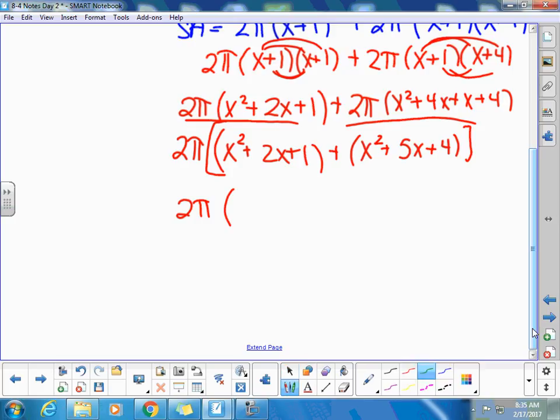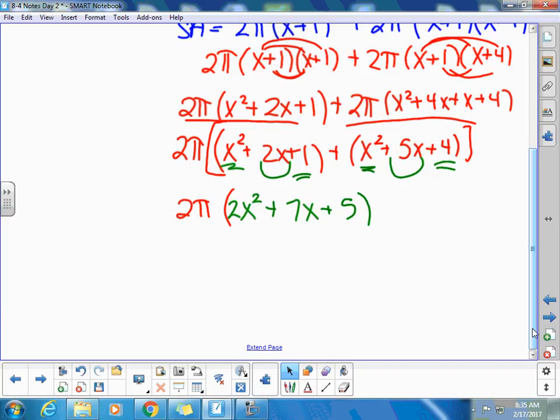So we have x squareds here and x squareds there, and it's plus in between, so the parentheses don't really mean anything. I don't need them to keep the x squareds apart. So I have 2x squared, and I have 2x and 5x, so plus 7x. And then I have 1 plus 4, so plus 5. And oftentimes when you are in geometry next year, we will say leave your answer in terms of pi. So we would just leave that 2 pi out there. So we have 2 pi times the quantity 2x squared plus 7x plus 5, and that would be our answer.